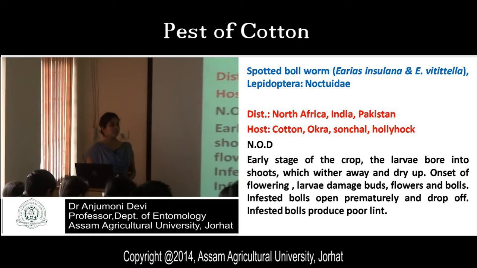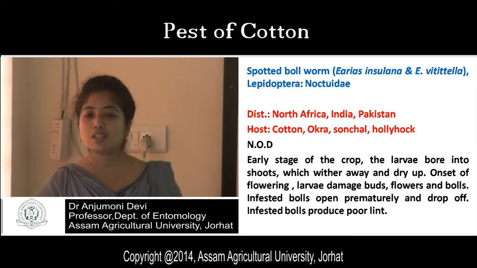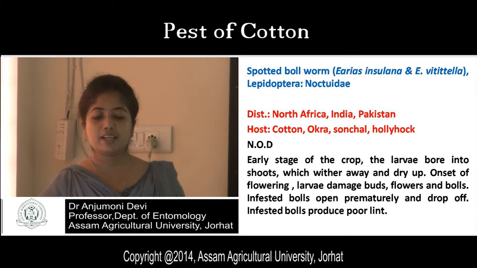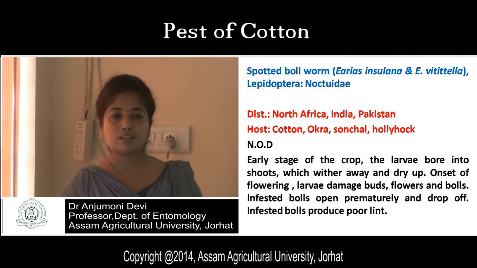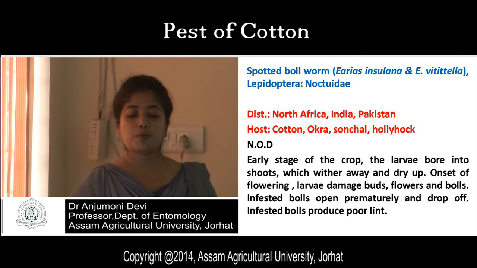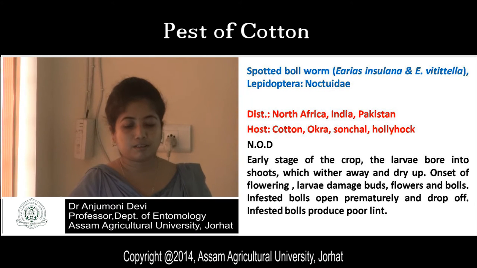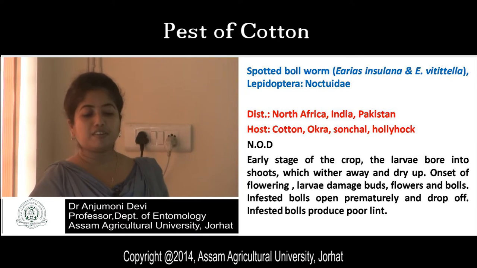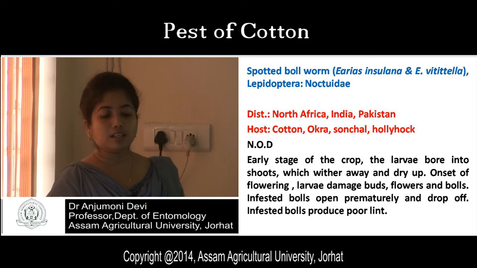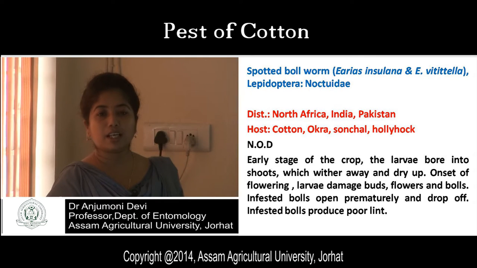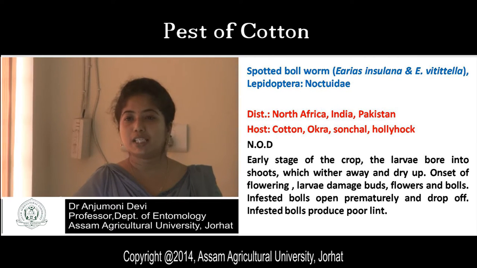Then another important pest of cotton is spotted bollworm. There are two species of spotted bollworm: one is Earias insulana and another is Earias vittella. The name spotted bollworm comes from the spots present on the body of the larva. The pest is mainly found in North Africa, India and Pakistan. The hosts are cotton, okra, sorrel and hollyhocks. All the Malvaceae family's plants are infested by this pest.